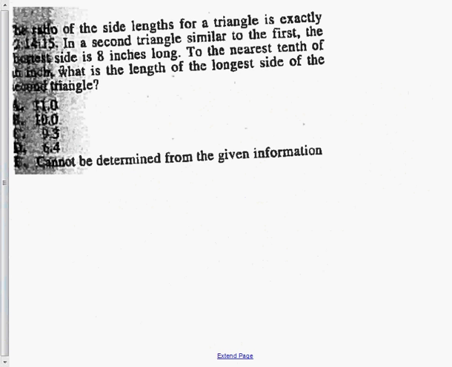The next problem: the ratio of the side lengths of a triangle is exactly... I cannot make out what that is. And, yeah, I'm not sure. In a second triangle similar to the first, the longest side is 8 inches long to the nearest tenth of what, I couldn't make that out. So we'll move on.